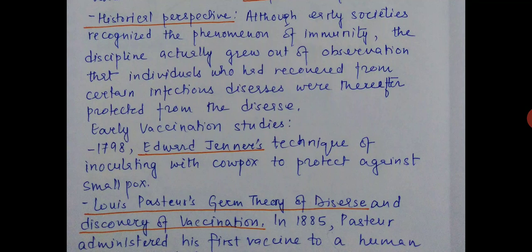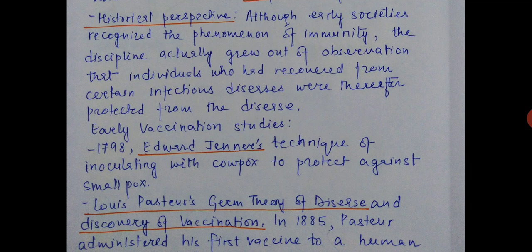Although early societies were aware of the phenomenon of immunity, this discipline of immunology was successfully converted into a medically effective practice only when it was observed that individuals who had recovered from certain infectious diseases were thereafter protected from the disease. For example, at the time of epidemics like smallpox and plague, it was seen that individuals who recovered from the disease could be used to help or nurse the patients because they would not contract the disease a second time.